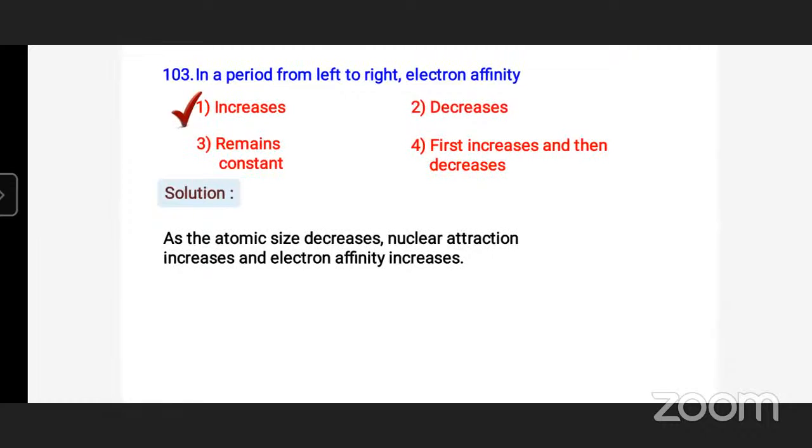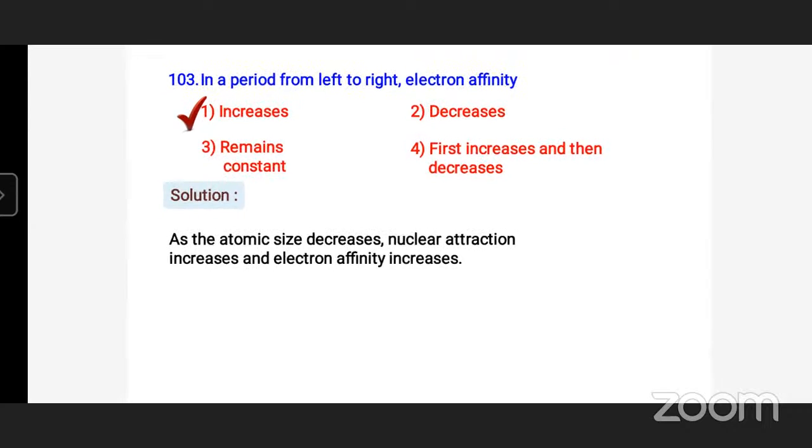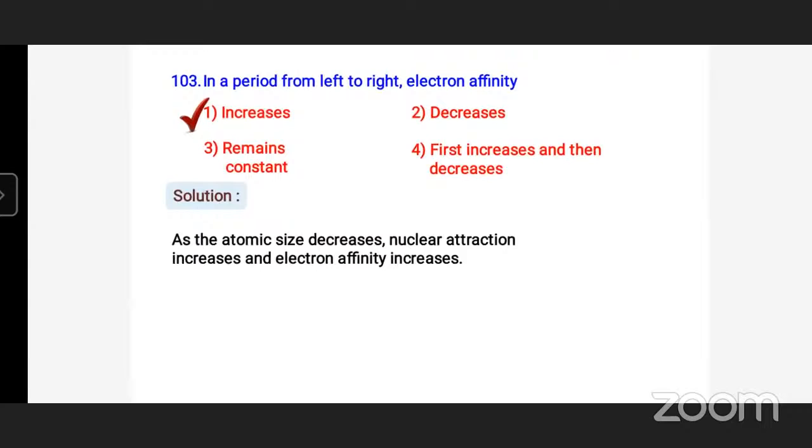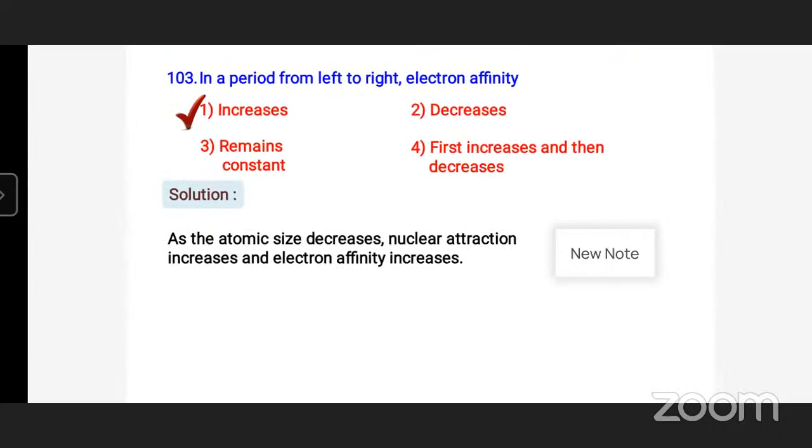So it depends upon atomic size. Atomic size decreases, nuclear charge increases, and electron affinity increases. So in a period from left to right, electron affinity increases. So the first option is the correct option. Students, okay, already complete the periodic properties. Follow the table, that is the properties of the following periodic properties.